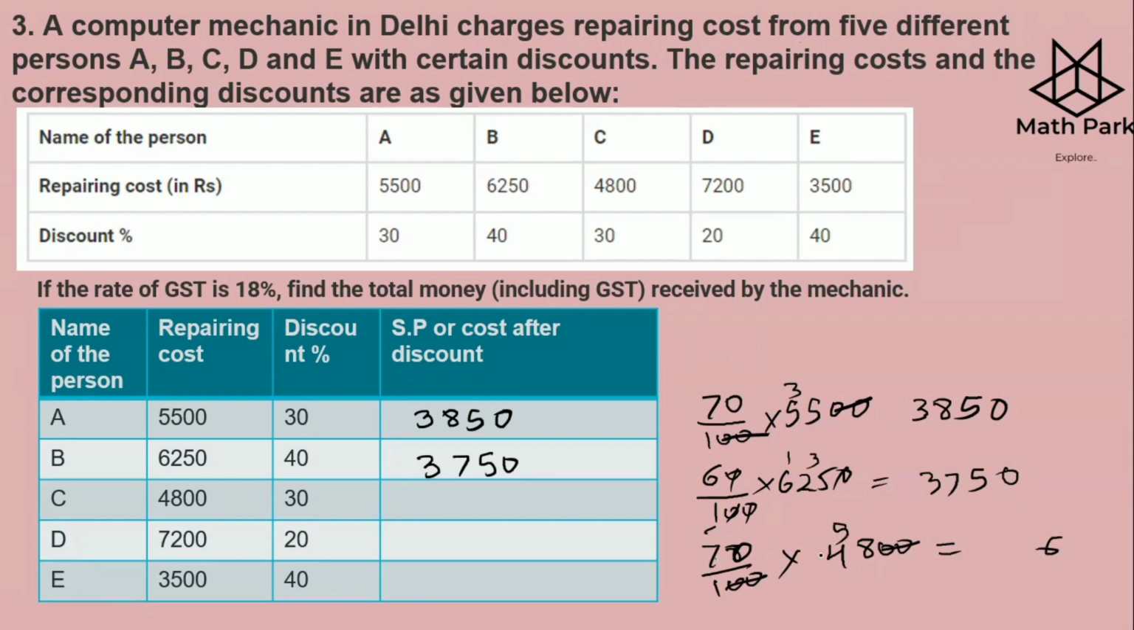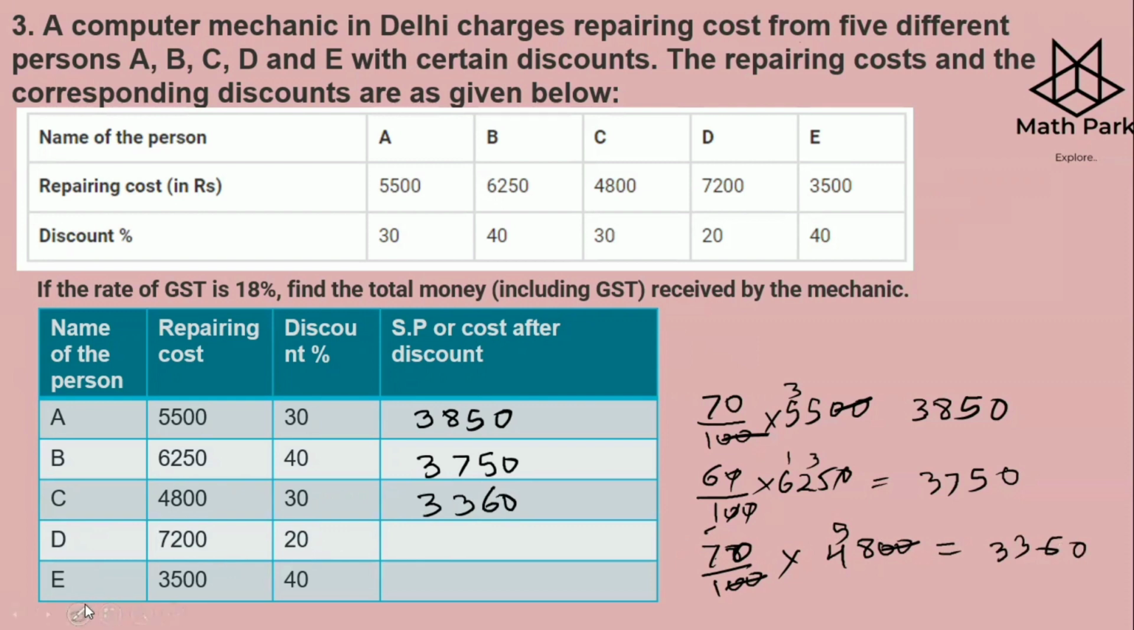8 7 4s are 28, 28 plus 5 is 33. So 3,360 is the selling price for customer C. And for D, it is 20%. So 100 minus 20, it is 80%.